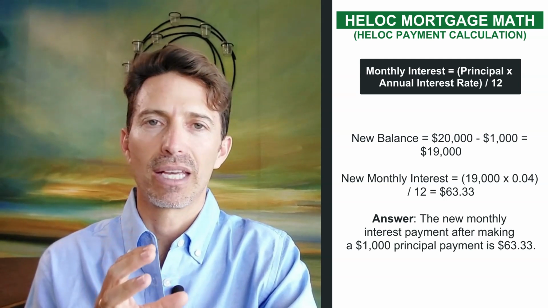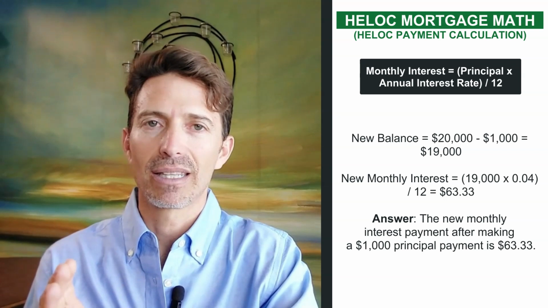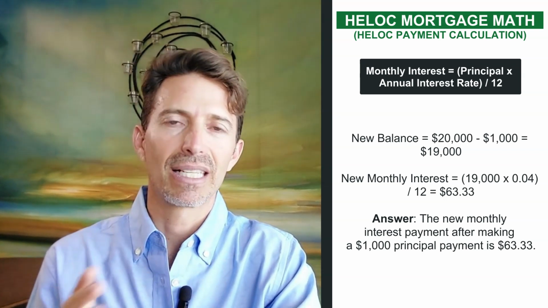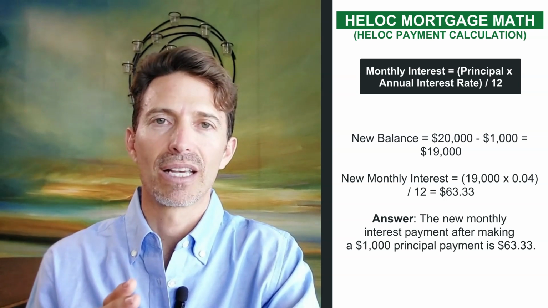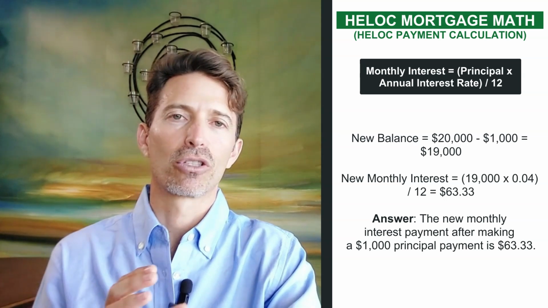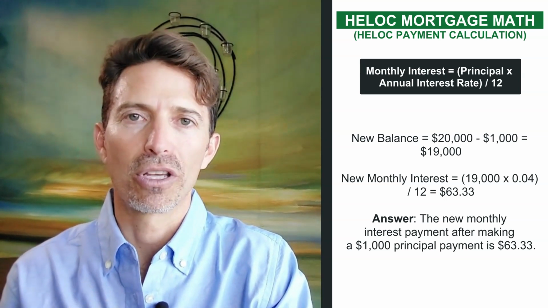The new monthly interest payment would be based off the $19,000, okay? $19,000 times 4% and divided by 12 equals $63.33. So the new monthly interest payment after making the $1,000 principal payment is $63.33.